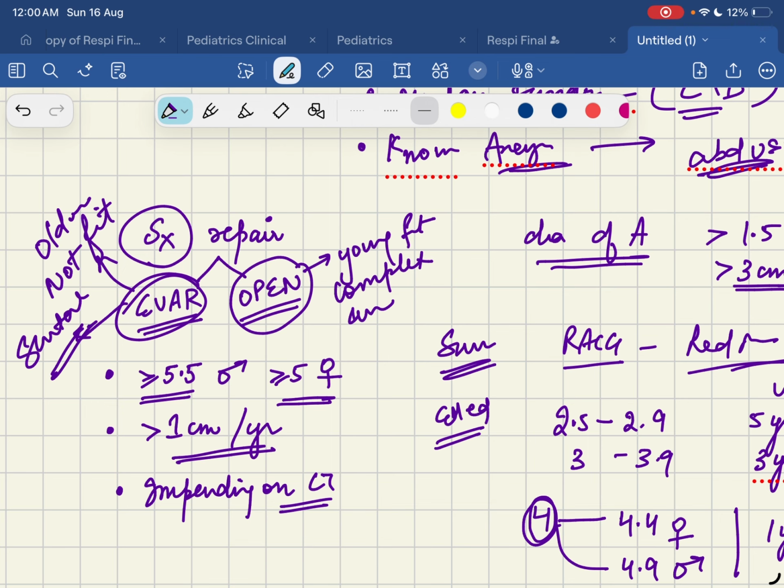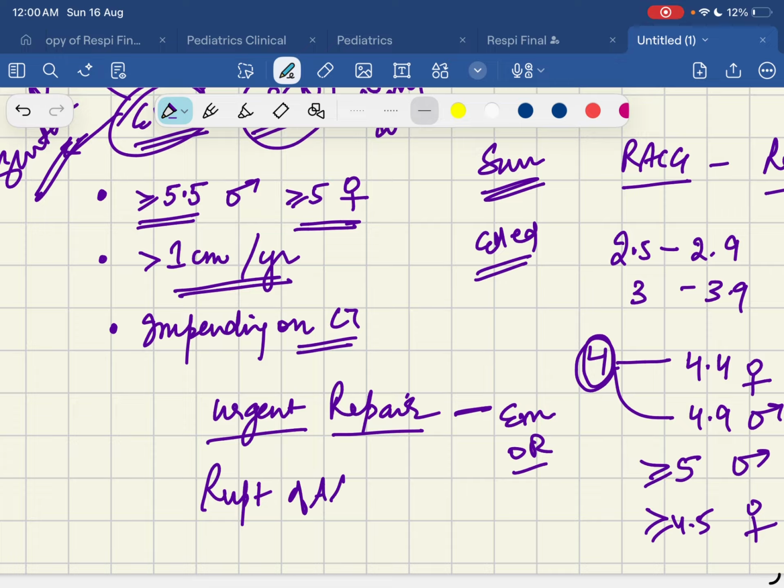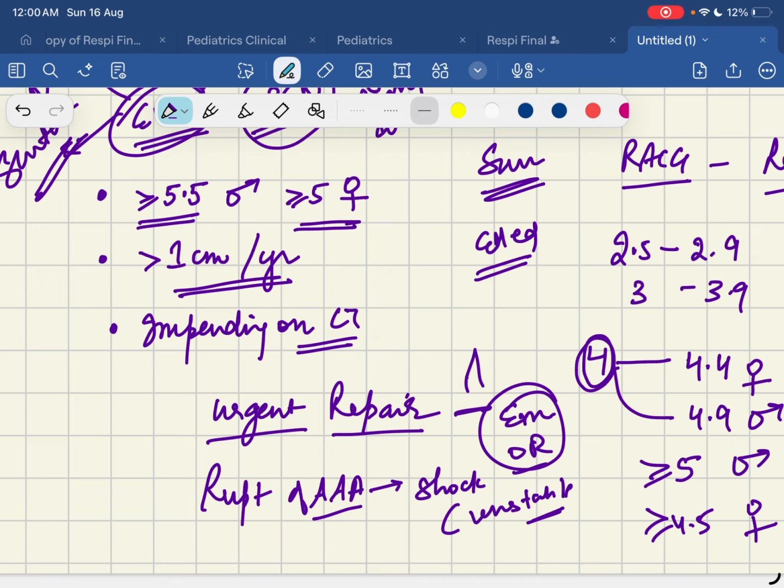And when do you go for an urgent repair? What are the conditions where you need to shift the patient directly to the emergency operating room? If the patient has a rupture of an abdominal aortic aneurysm or any aneurysm, and the person goes into shock, that is, the person is unstable, you shift the patient to emergency, do the ABCs, give fluids and all. Or if there is a rupture on CT, you can't wait for the person to go into shock, right? So you need to shift the patient to the operating room and then go for the surgery.